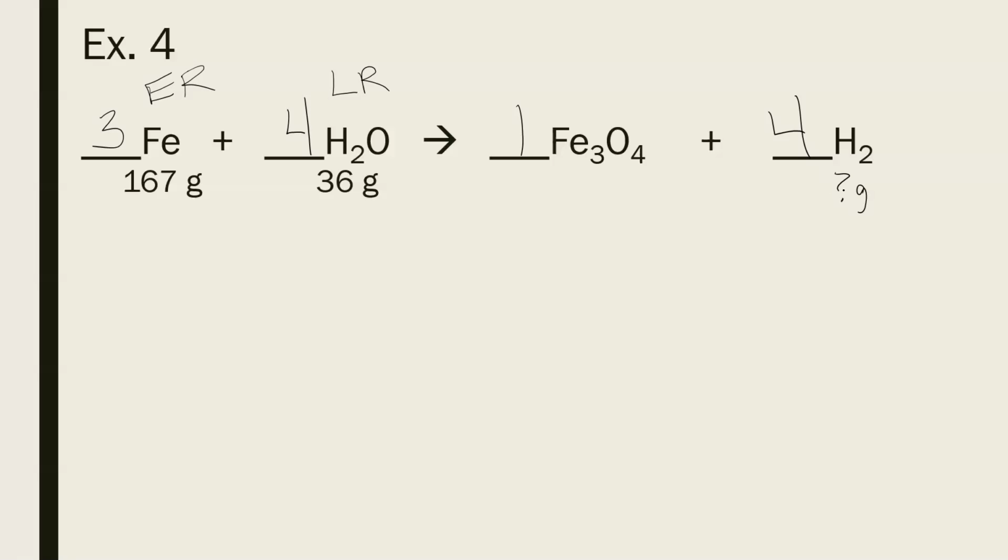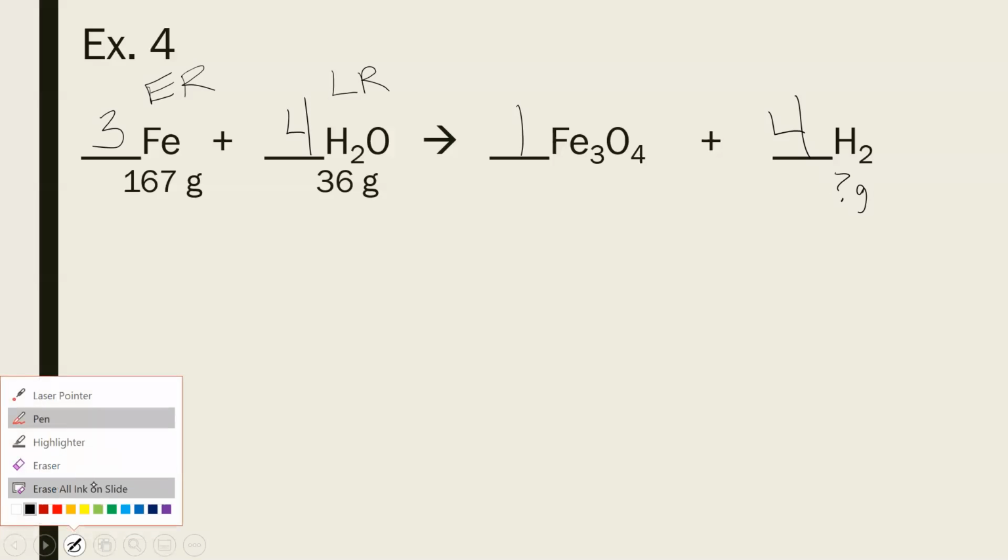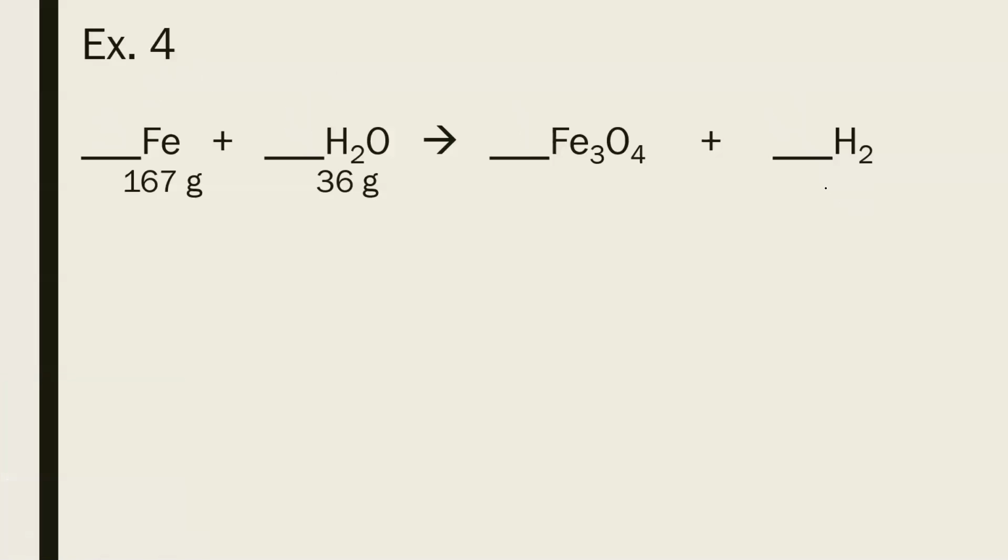If you see a problem like this, you still have to determine which is which as far as limiting versus excess. Then you're going to use the limiting to determine the unknown. So once again, let me write this back in. Don't let it confuse you when you have two given numbers and a question mark. You still follow the steps that we're doing.